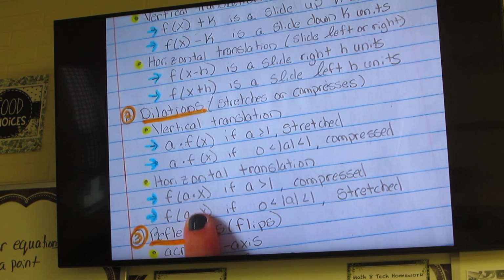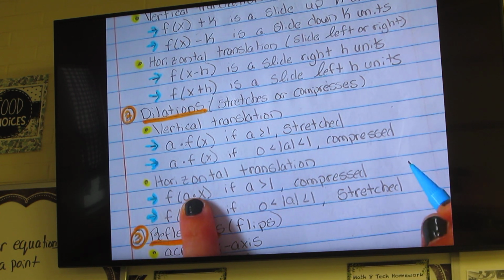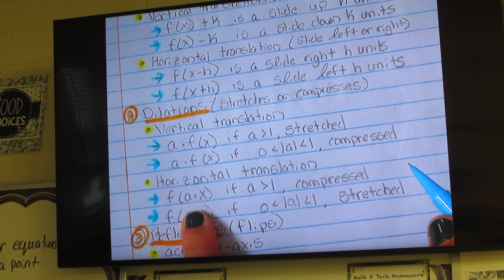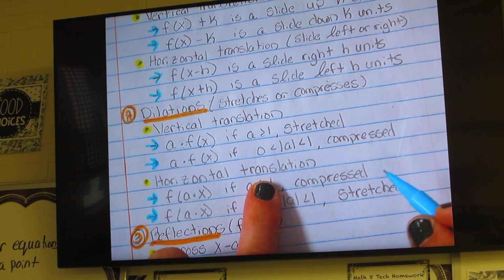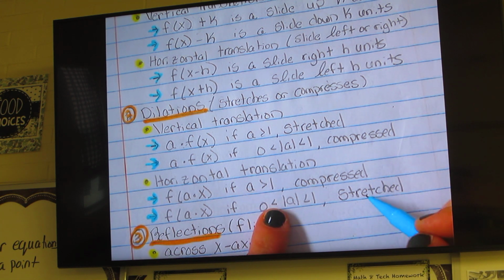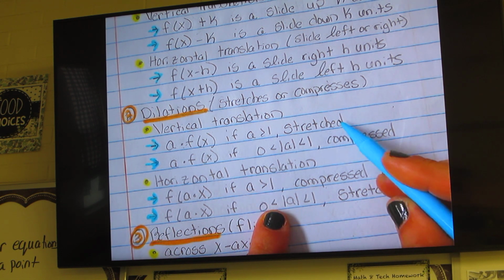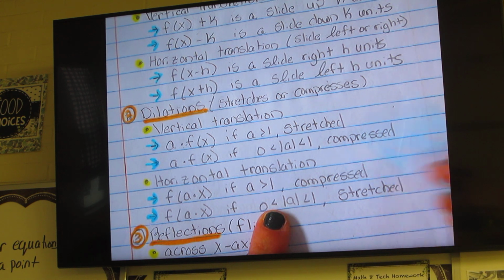Now, if you have a parentheses and you have a coefficient of x inside of parentheses, this is a horizontal dilation. Greater than 1 is a compression, between 0 and 1 is a stretch. So it's just completely opposite of your vertical.